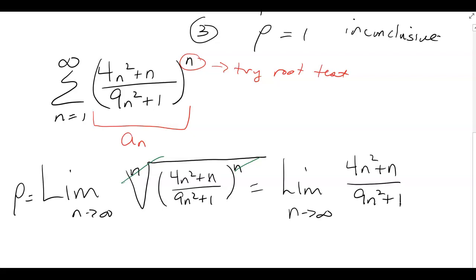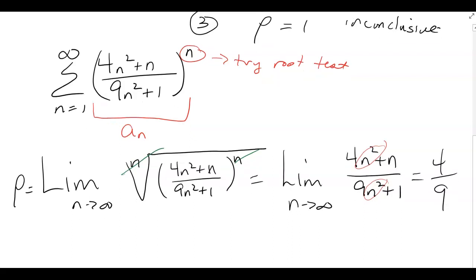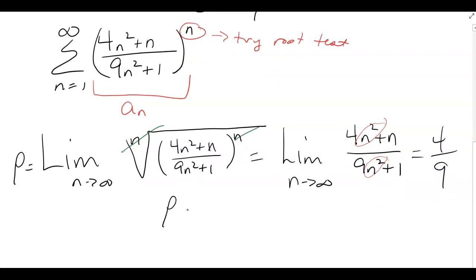Oh, that's a pretty easy limit to take, correct? I mean, you can L'Hopital everything. You get 8n plus 1 over 18. And then you can L'Hopital it again to get rid of the n, or you can just use the idea that these are the same, so it's just 4/9. Whatever you need to do to feel comfortable with your rho. So what does that mean? That means my rho equals 4/9.